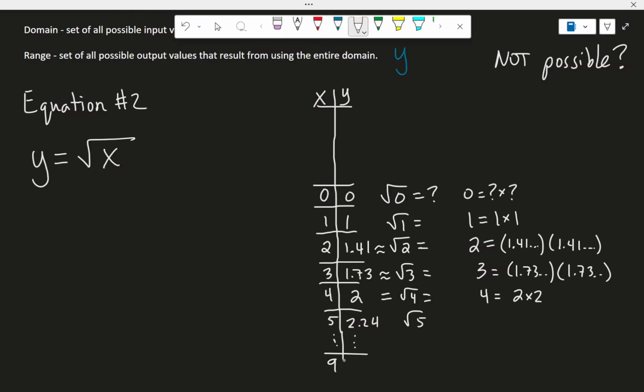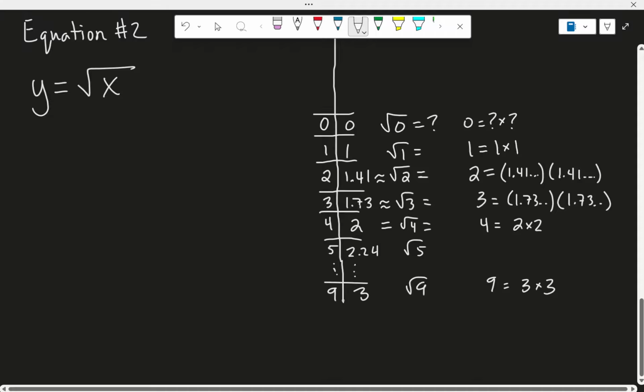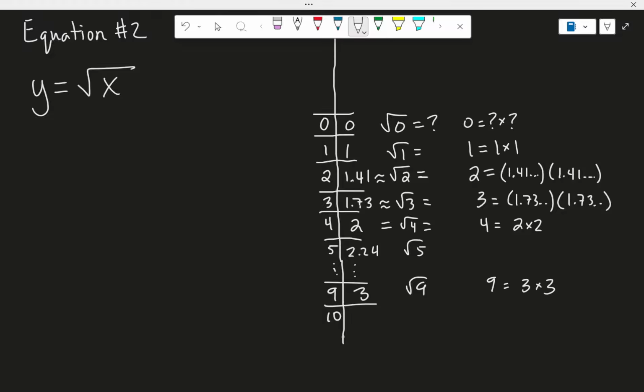Well, what's the square root of 9? That one's another nice one, right? 3 times 3 is 9. And so the square root of 9 is 3. So I keep plugging all these numbers in, and I keep getting answers out. And really, technically, I could keep going. I could skip around and try and find some nicer ones. I could do the square root of 10. It's going to be like 3 point something.